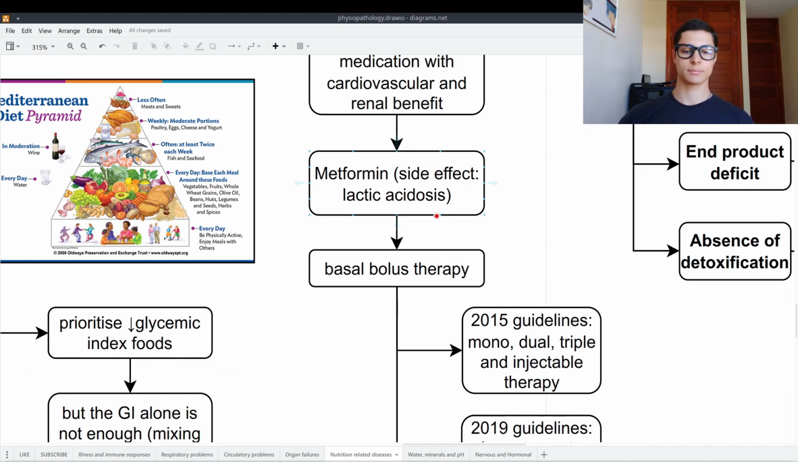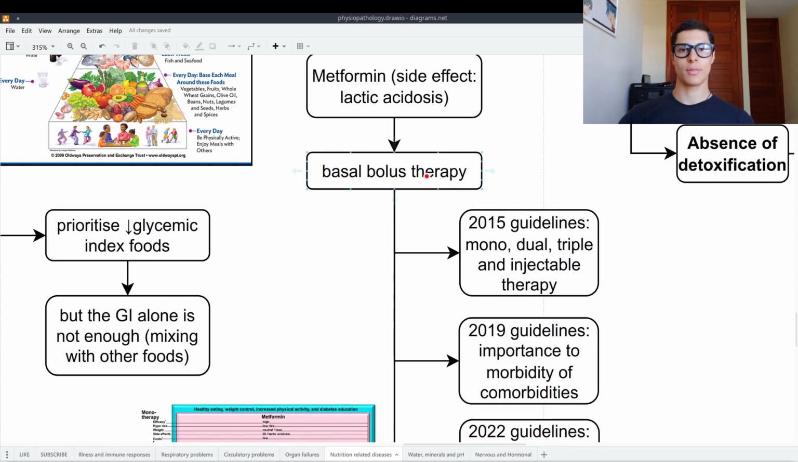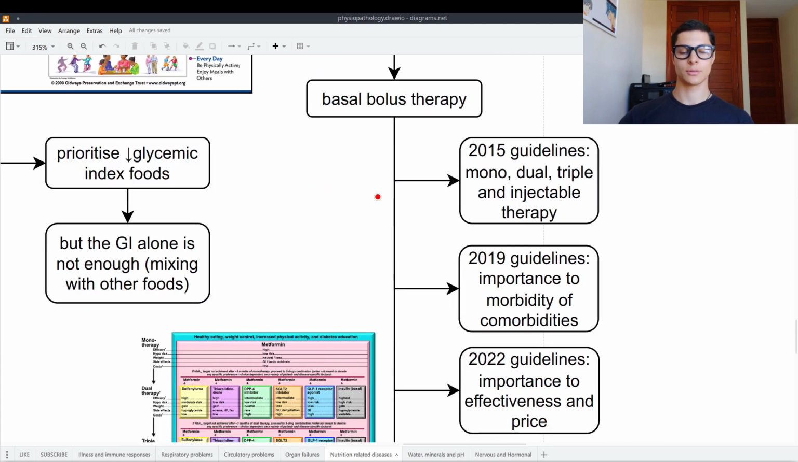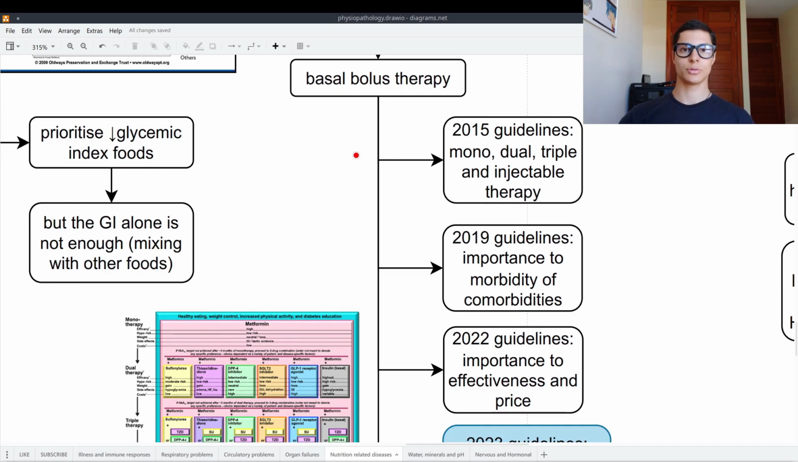We use also the basal bolus therapy of insulin. So we have a basal insulin to maintain throughout the whole day, and the bolus, when we eat, we give an extra boost of insulin.